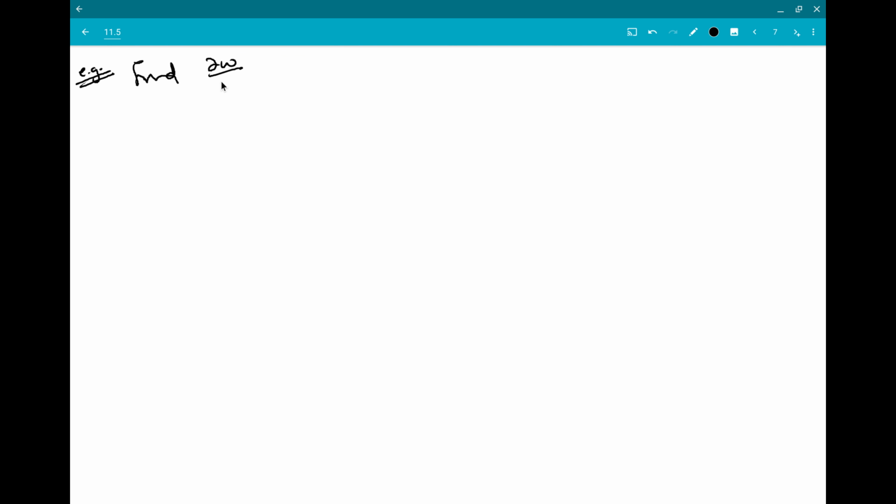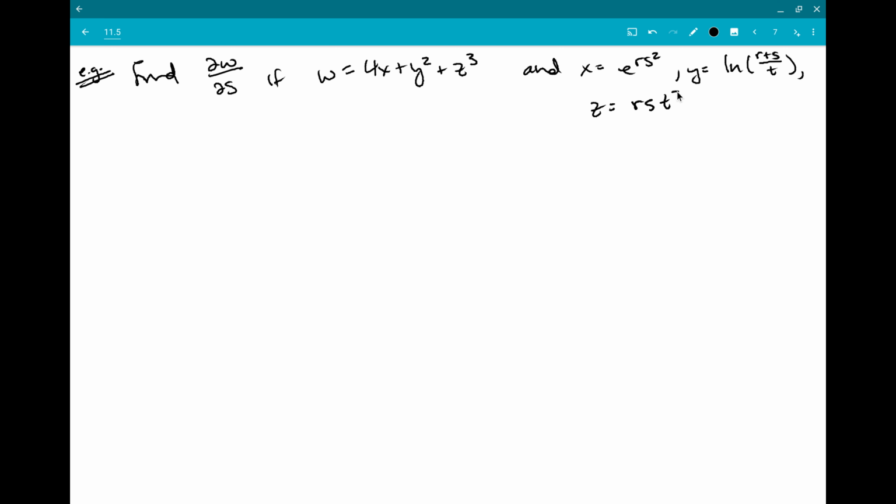dw/ds if w is equal to 4x plus y squared plus z cubed, and x is equal to e to the rs squared, y is equal to ln of (r plus s over t), and z is equal to rst squared.